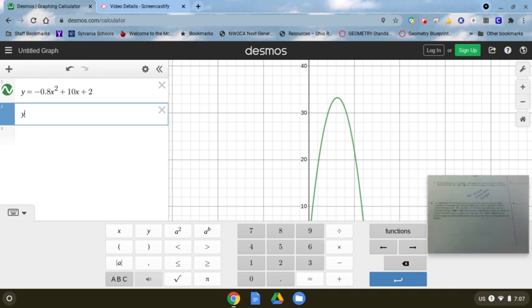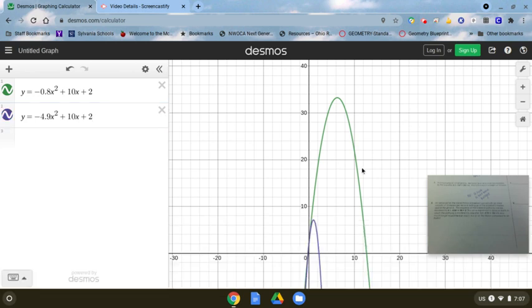Okay, so y equals negative 4.9x squared. So remember, this one's in blue, plus 10x plus 2. There we go. Okay, so let's see where this one is at. Okay, so this is the moon. This is the Earth right here.